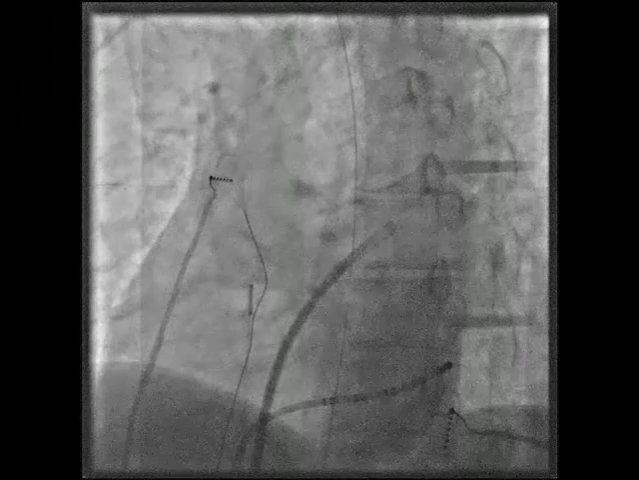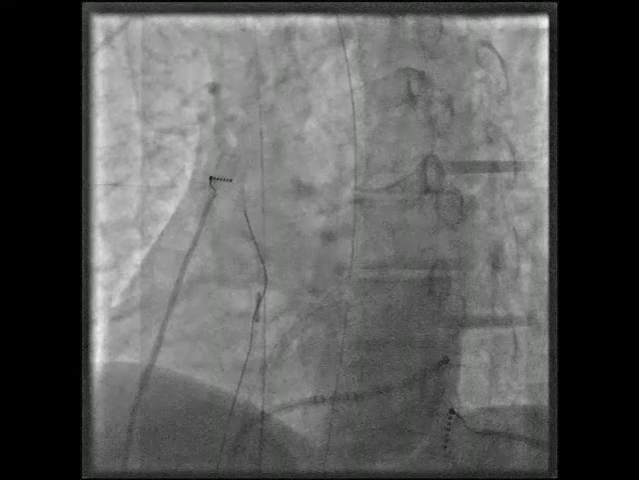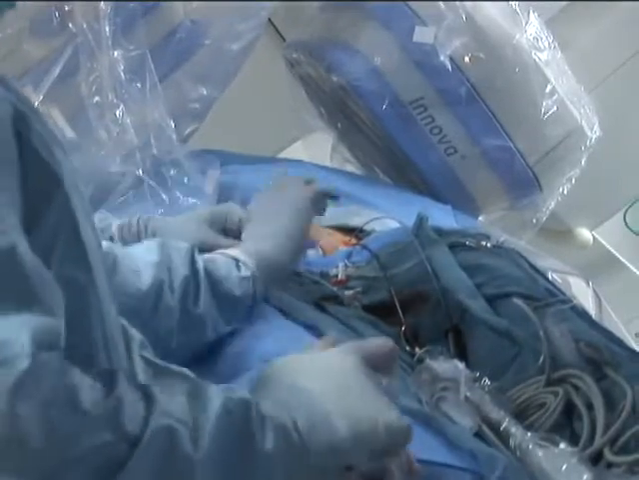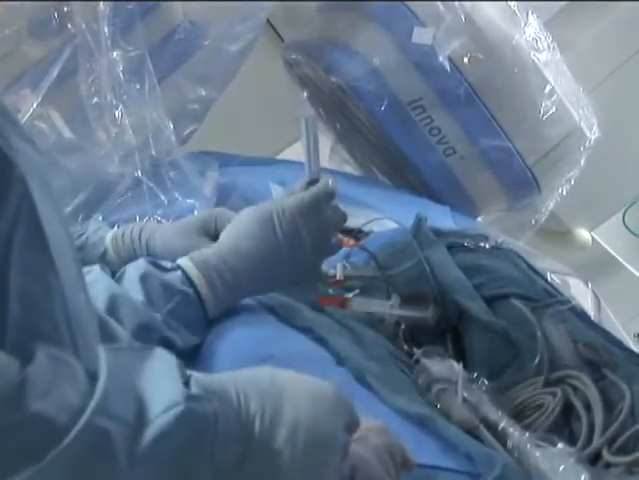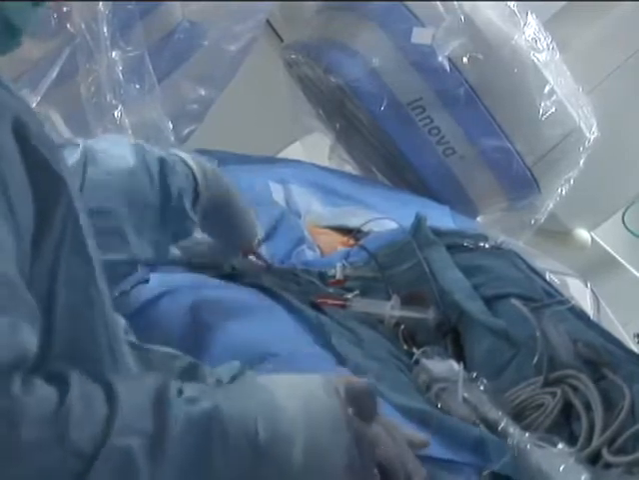The sheath is then advanced over the dilator. The needle and dilator are carefully removed, and the sheath is aspirated and flushed with heparinized saline. A continuous heparinized saline infusion is then given through the sheath. This process is repeated for a second transeptal puncture. The second sheath is advanced into the left atrium in a similar manner.